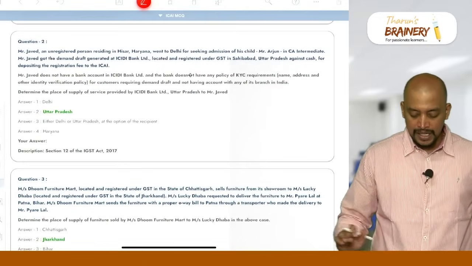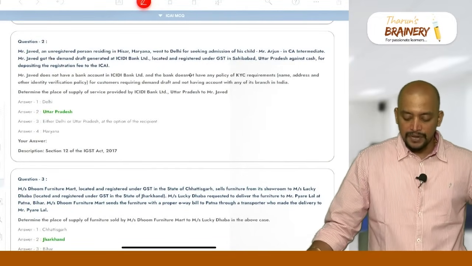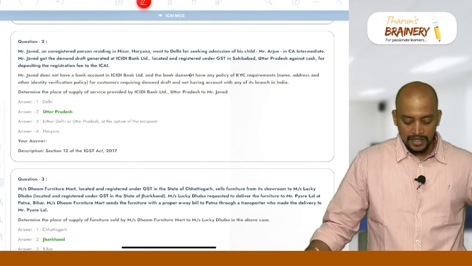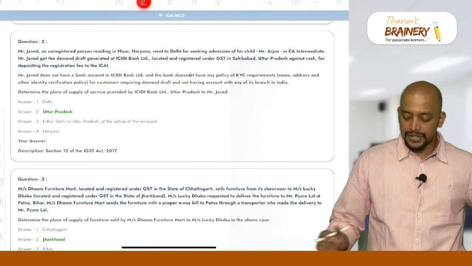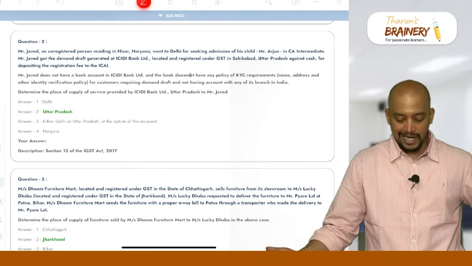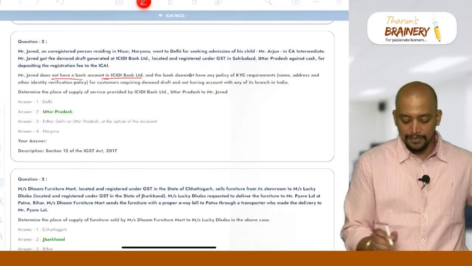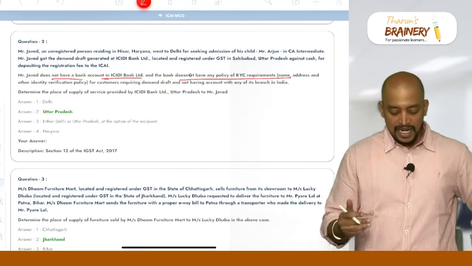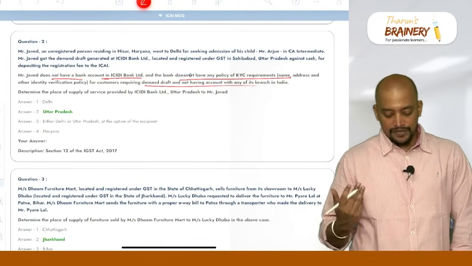Then question number 2, Mr. Javed, an unregistered person residing in Hisar, Haryana, went to Delhi for seeking admission of his child, Mr. Arjun, in CA Intermediate. Mr. Javed got a demand draft generated at ICICI Bank, located and registered under GST in Hyderabad, Uttar Pradesh, against cash for depositing the registration fee to the ICAI. Mr. Javed does not have a bank account in ICICI Bank, and the bank does not have the policy of KYC requirement, name and address or other identity for customers requiring demand draft and not having an account with any of its branches.